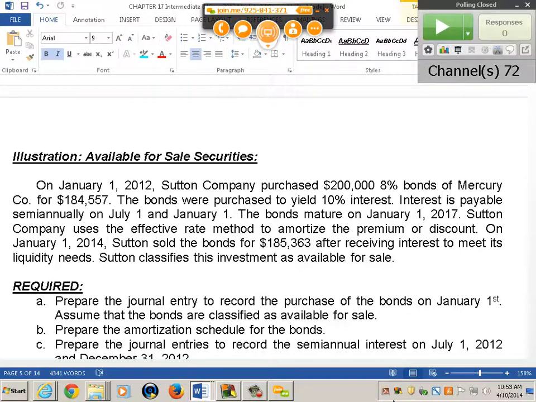R is 10, cash interest is 8, and of course this is the face value or the future value of the bond. And of course, the issue price or the purchase price is the present value. That's the present value of the debt. Present value is $184,557.